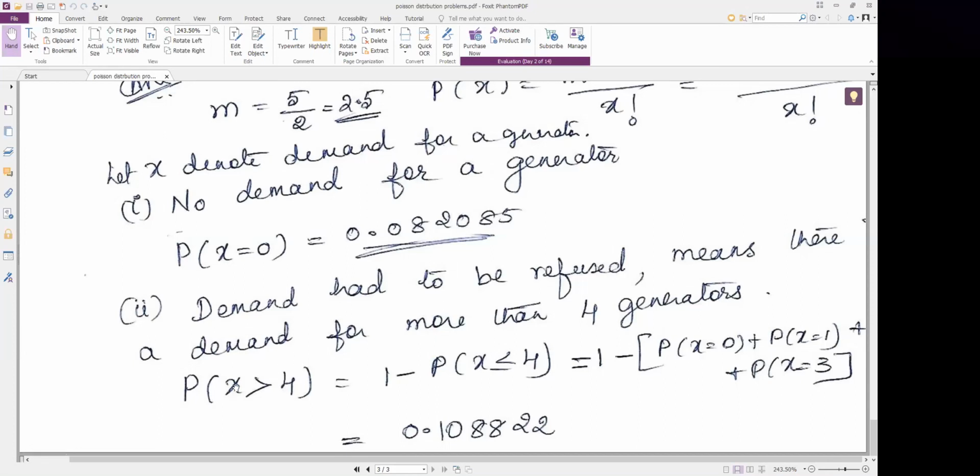That is, you need to write p of x greater than 4. What do you mean by p of x greater than 4? 1 minus p of x less than or equal to 4. That is 0, 1, 2, 3 as well as plus 4. Okay. P of x equal to 4, I have not written here. Please make a correction here: p of x equal to 4. So that answer will be 0.108822.